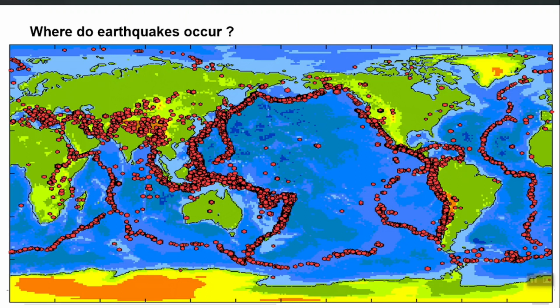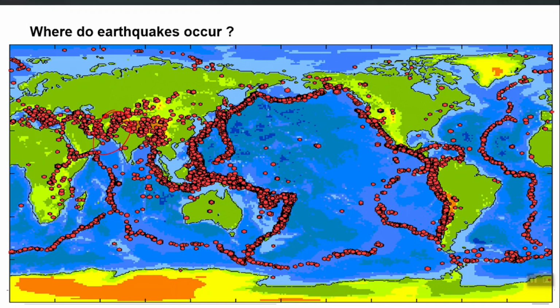So if we look at the historical data in the last 100 years and plot the epicenters of all the major earthquakes that occurred in that duration, the pattern will exactly follow the plate boundaries, which means most of the earthquakes occur at plate boundaries. It has been estimated that around 90% of the total earthquakes occur at the convergent plate boundaries, right. So you can see the situation here.